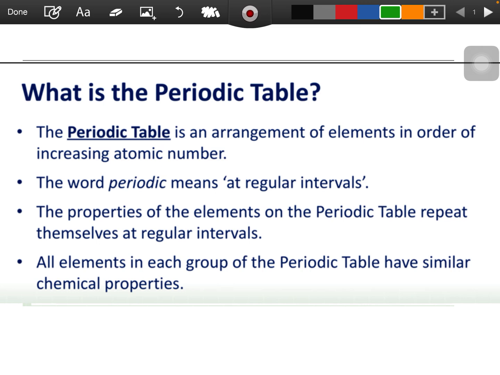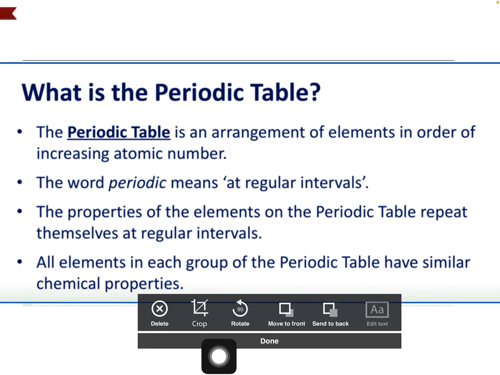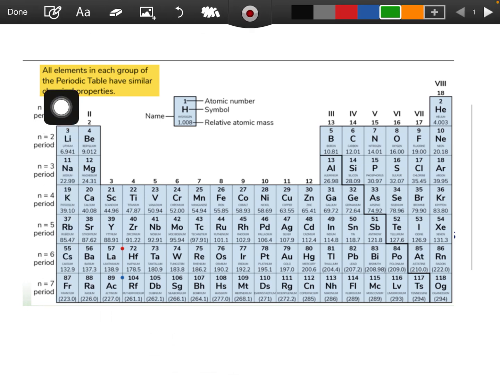So just a reminder, when we're talking about group, what are we talking about? The periodic table is an arrangement of elements in order of increasing atomic number. When we're looking at a group on the periodic table, they have similar chemical properties within each group. Our groups are going down the way. So this here is group 1. Going downwards, then group 2 is here.